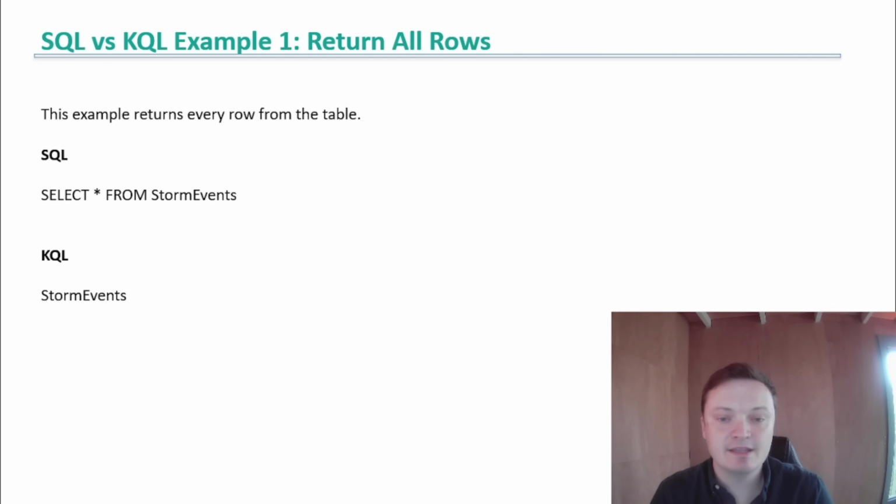In the examples, I will show you the SQL version, if you're familiar with it, and then the KQL version. So this example returns every row from a table. In SQL, that is select all from a table named storm events. In KQL, you just write storm events.